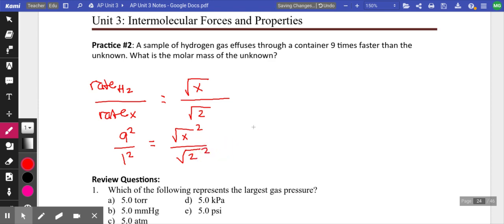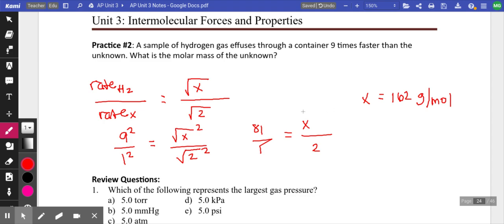When I square my 9, I end up finding 81 here. Square of 1 is still 1. The square of my square root of x is x. And the square of the square root of 2 is 2. And now I should be able to algebraically solve this problem here. So I should see that x is equal to 2 times 81, which should give me 162. And that's grams per mole. And that would be the answer to this question. The molar mass of the unknown is 162 grams per mole.